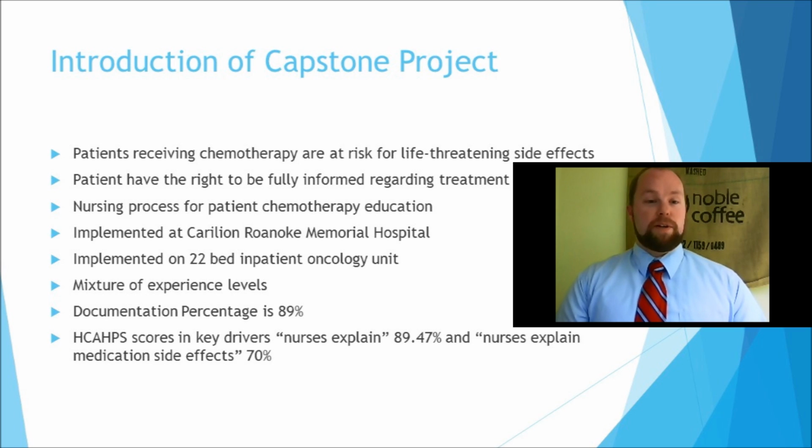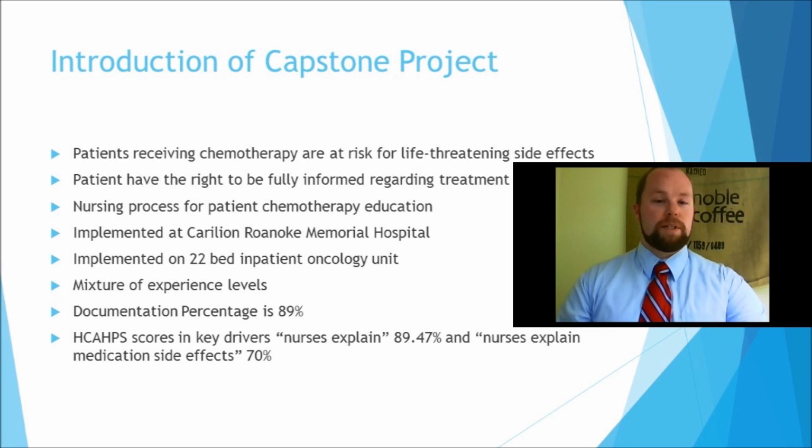Our goal for the unit is to be at 100% because it is such an important aspect for our patients to understand their chemo treatment and the side effects, what to report, and how to manage their side effects at home. Our HCAP scores, key drivers in Nurses Explain, was at 89.47%, and our Nurses Explain medication side effects were at 70%. The concern with this is that our unit target is 93% for these items, and our HCAP scores are indicating that patients don't feel that they are being educated about these topics, and that nurses aren't explaining their treatments well. All of these things coupled together is what prompted the capstone project.